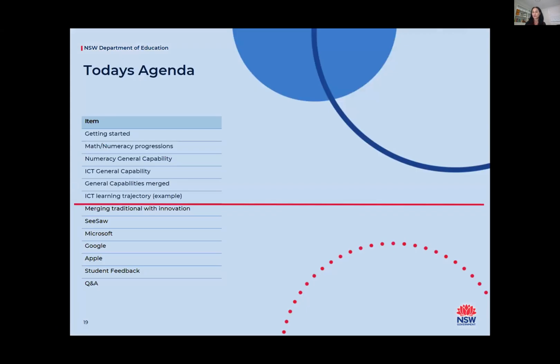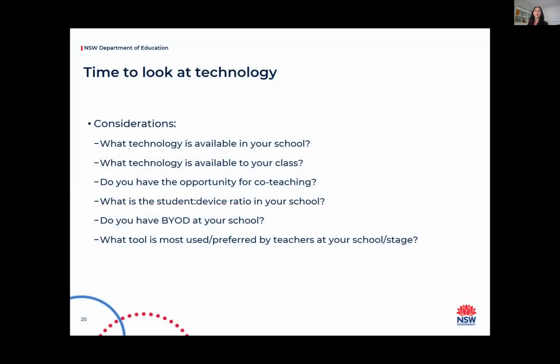Okay, so we've already looked at all of the syllabus outcome side. Now we're going to start looking at all the tech, which is a lot more fun. So these are the things that I want you to think about in your school. And again, these questions are in the presentation that's on your website, so you don't have to scramble to write them down. That's fine. So these are the considerations, and these are really important.